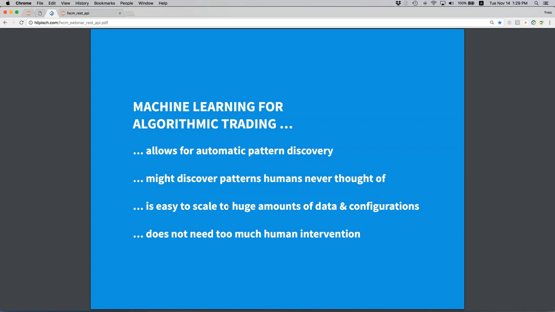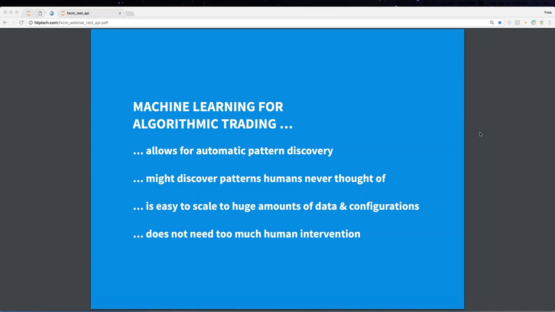So the machine, if it's powerful enough, doesn't have an issue. Maybe it takes a little bit longer, of course, but this is not the real issue. And it does not need too much human intervention. So you just let it run and see what's coming up. Just let it run might sound a little bit too simplistic, but basically it's not too much what I wrote here.